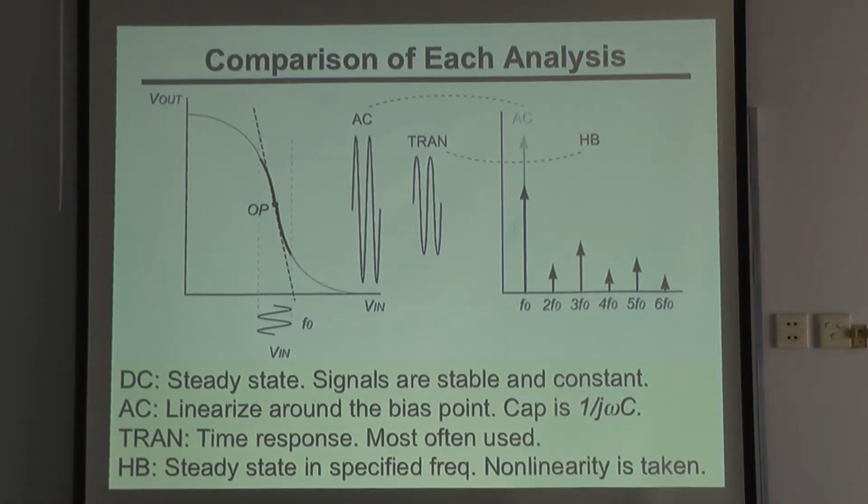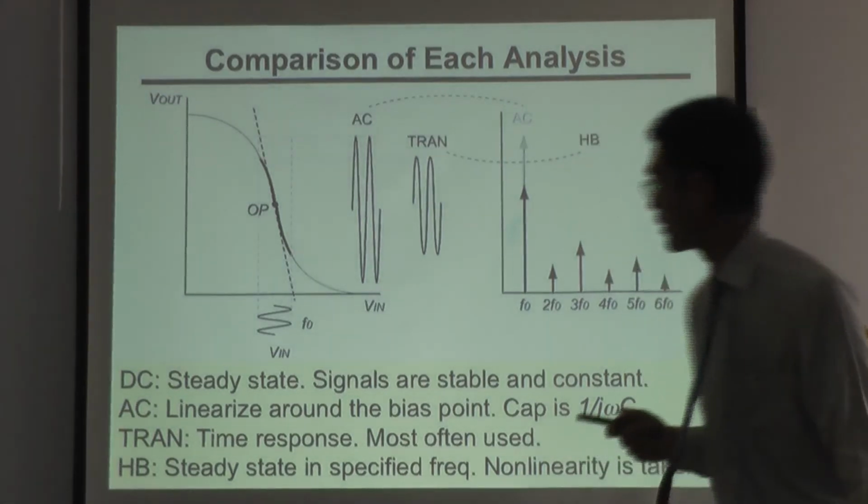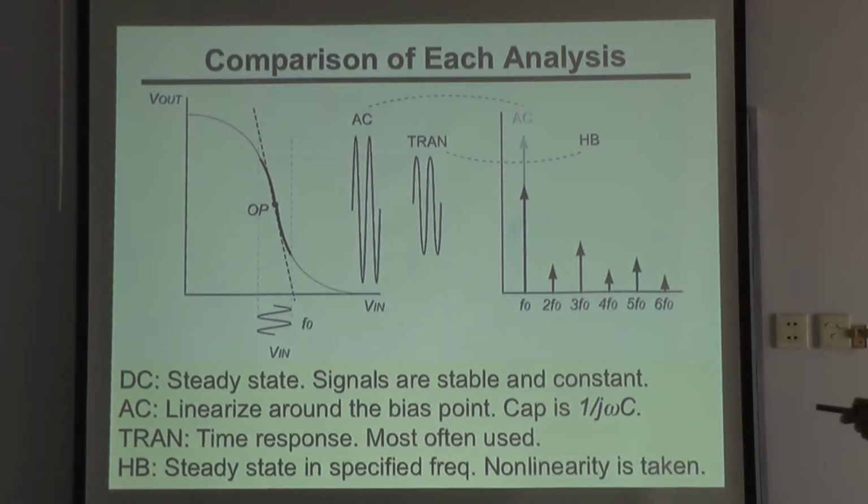So this is the comparison. For example, we have inverters. The bias voltage is here, and we simulate the input changing like this. We have to simulate in DC, AC, transient, and harmonic. And this is the comparison.